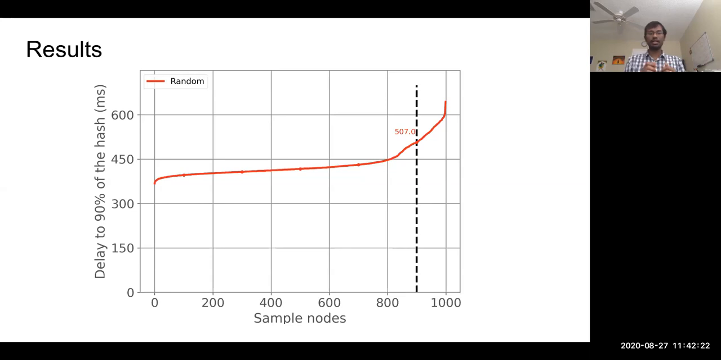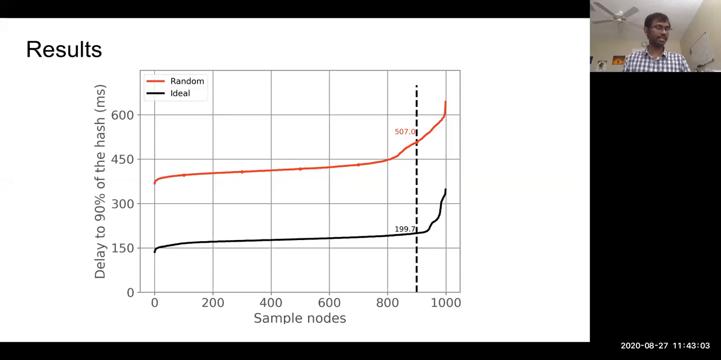So here are the results. The x-axis here shows node index. There are 1,000 nodes in the network, so 0 to 999. And the y-axis here is, for each node, we measure the smallest time it takes to reach 90% of the hash power in the network. And here there's a curve that shows the performance of the random topology. We can see that for 90% of the nodes, it takes about 500 milliseconds to reach 90% of the hash power in the network.